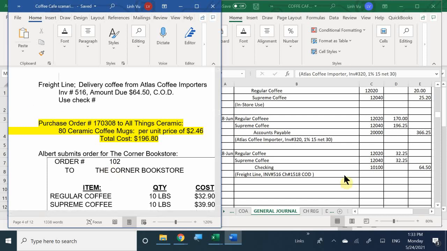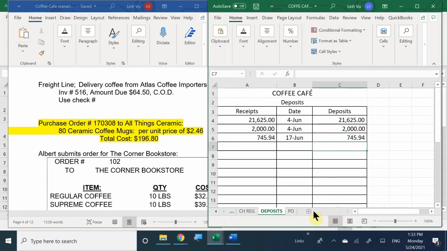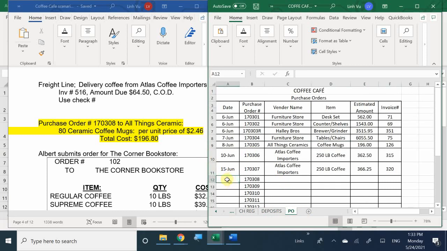All Things Ceramics, good. And then for the items, I'm just putting 80 mugs. I'm going to go a little more and put it at the 246 piece. And the estimated amount of 196.80. And then, seeing we haven't had a bill yet, I'm not going to put it in the secondary ledger.